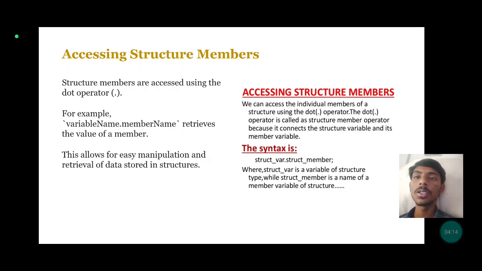You can access the individual members of a structure using the dot operator. The dot operator is called a structure member operator because it connects the structure variable and its member variable. The syntax is struct_variable.struct_member, where struct_variable is a variable of structure type, and struct_member is the name of a member variable of the structure.